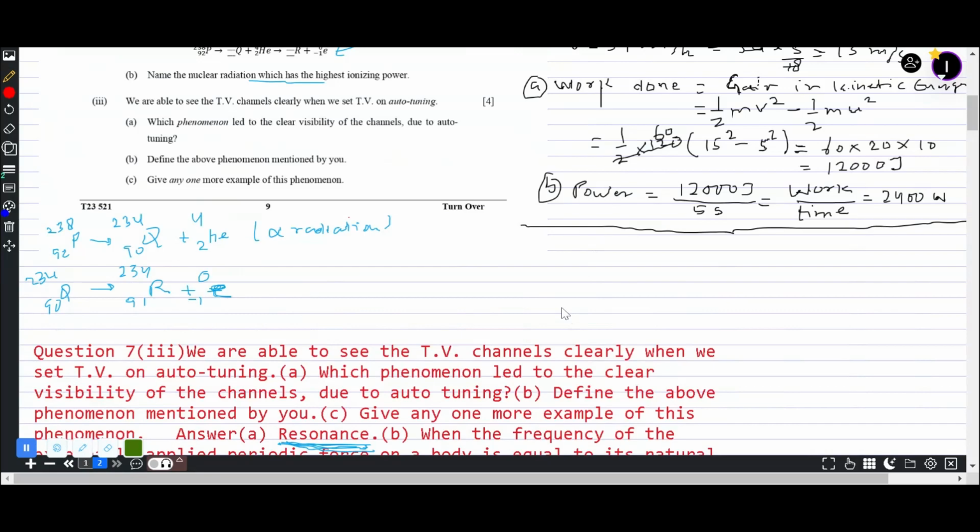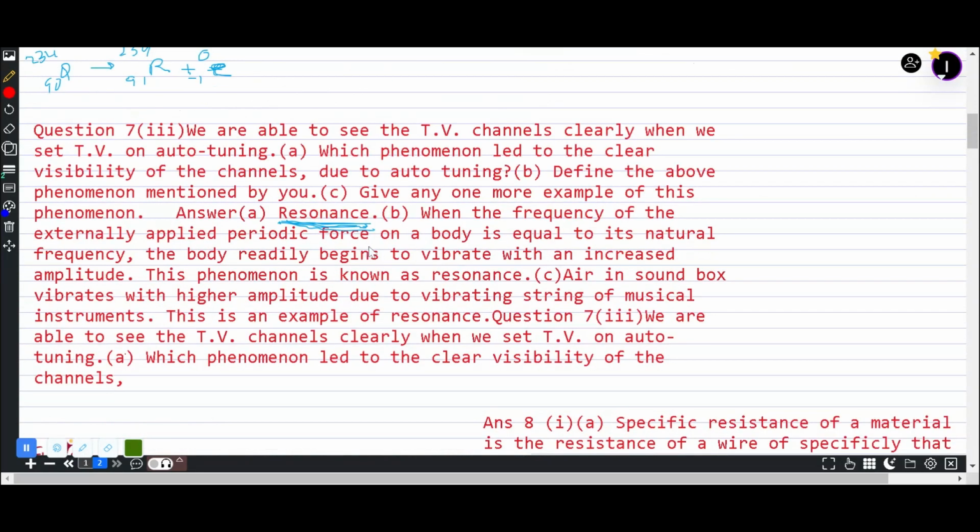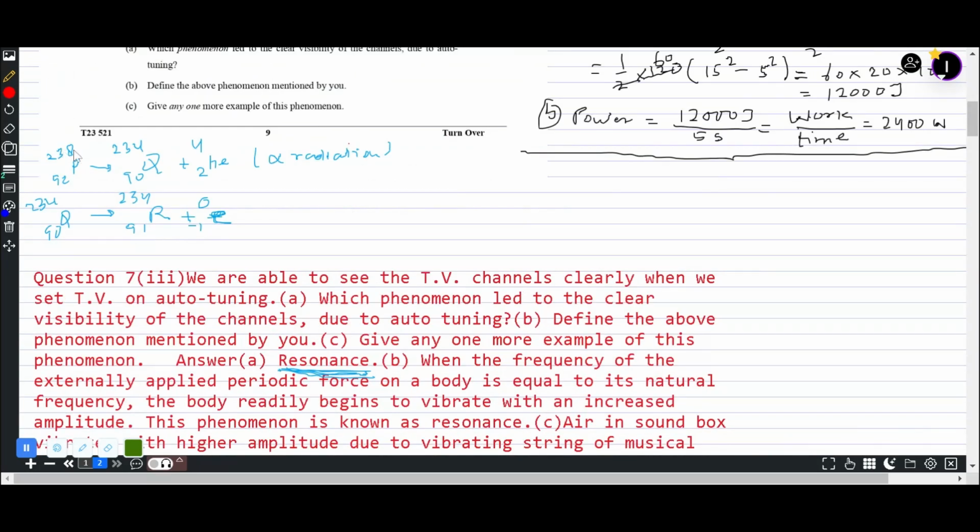Question number B was, define the above phenomena mentioned by you. So when the frequency of the externally applied periodic force on a body is equal to its natural frequency, the body readily begins to vibrate with an increased amplitude. This phenomenon is known as resonance. That's the formal definition. Now give us another example of this.